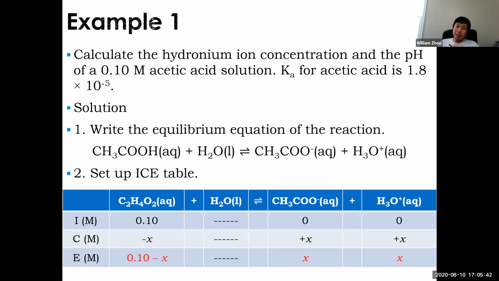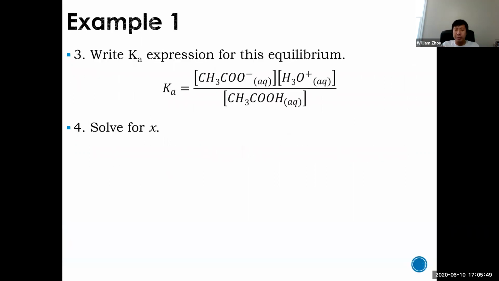So next step, you're going to need Ka. You need to solve for x, so you need Ka. So the Ka expression is products divided by reactants. Everybody should know how to do this at this point. All you have to do is sub in the values for Ka and then sub in x, and you calculate and solve for x.